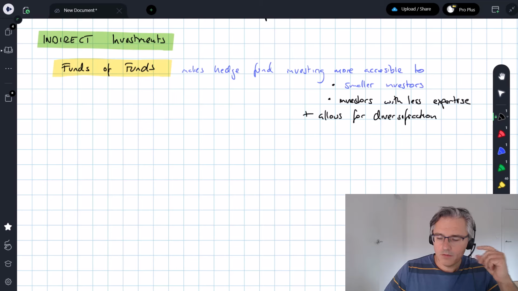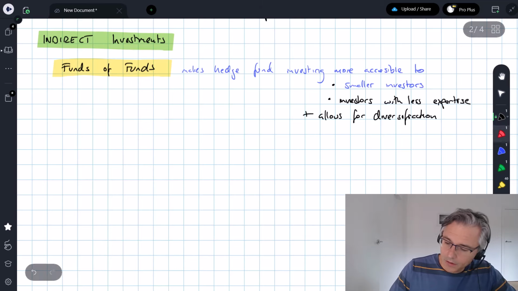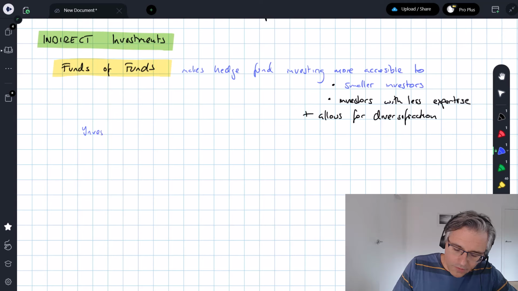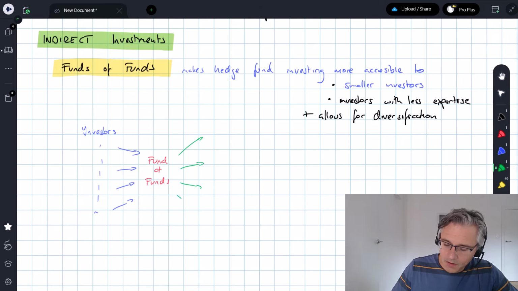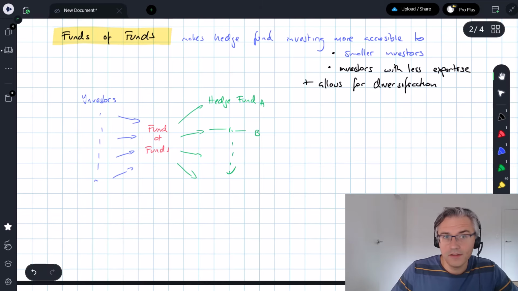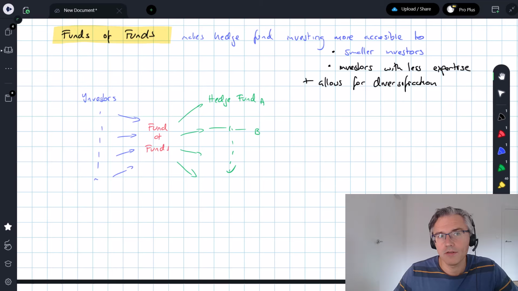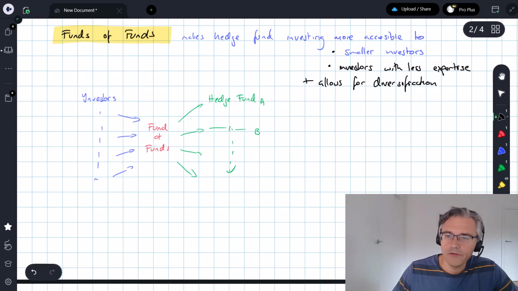Okay, so let's just briefly draw out how it would look. You've got multiple investors, all pooling their money together into a fund of funds. And that fund of funds, with the money, goes and makes investments into actual hedge funds. Hedge fund A, hedge fund B, and so on. Often hedge funds following different strategies, so as to have those benefits of diversification.